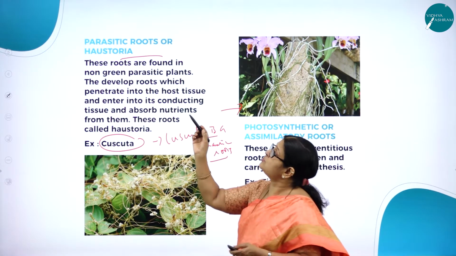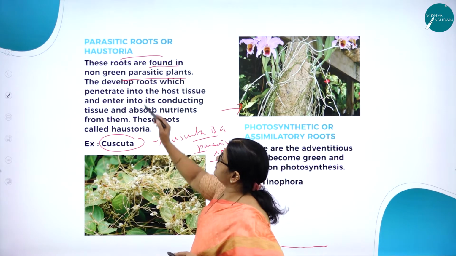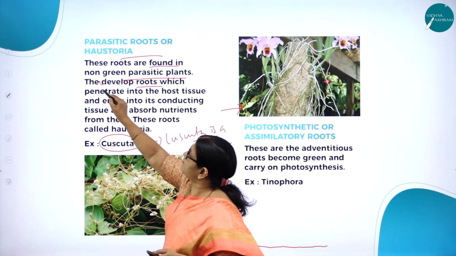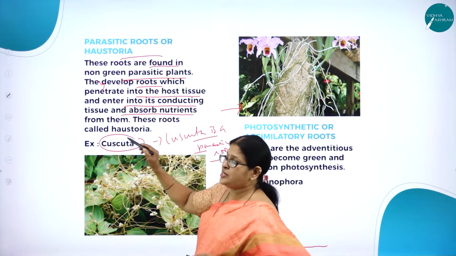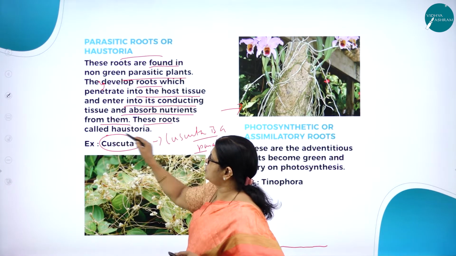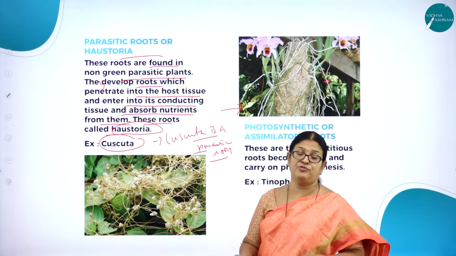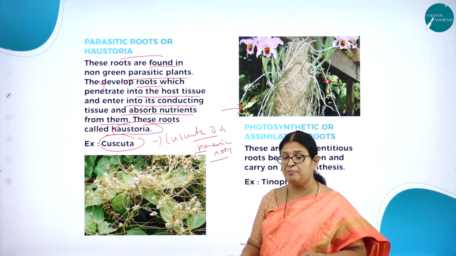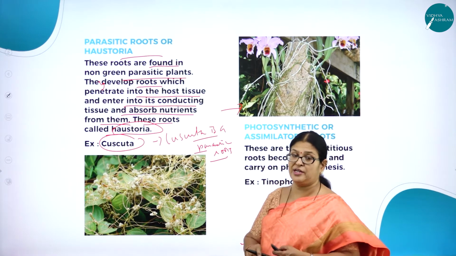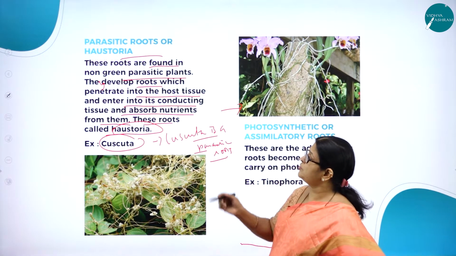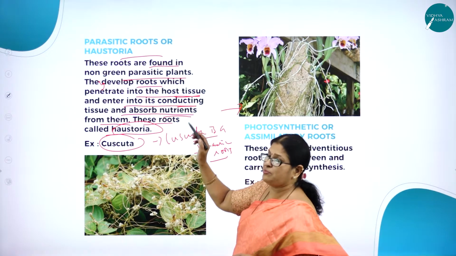So what are these parasitic roots or haustoria? These roots are found in non-green parasitic plants. They develop roots which penetrate into the host tissue and enter into its conducting tissue and absorb nutrients from them. Hence these roots are called haustoria. So when they are not able to synthesize their own food, what will they do? They take the support of the other plants. They not only take the support, they start absorbing all the nutrients from that host plant, by penetrating into the host tissue and entering its conducting tissue.